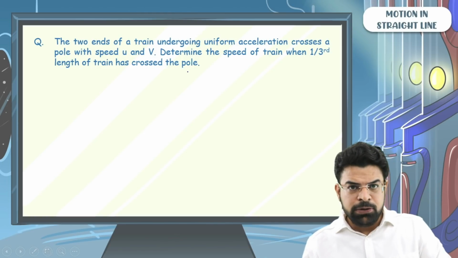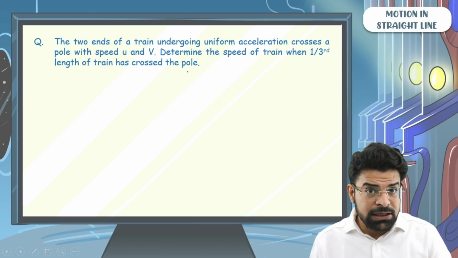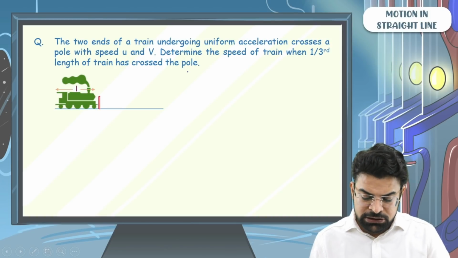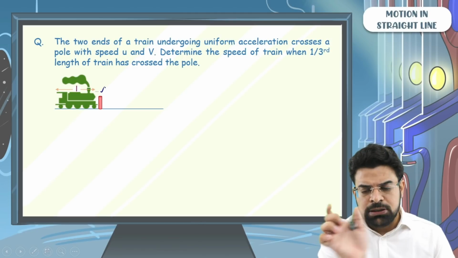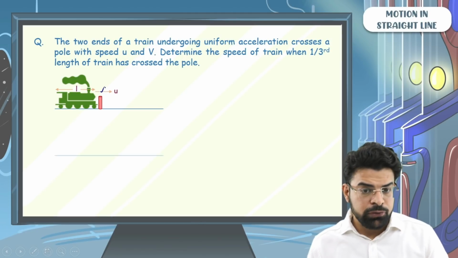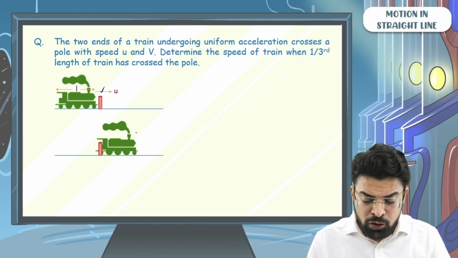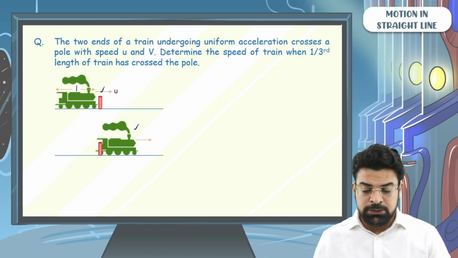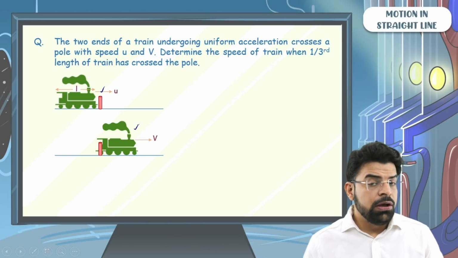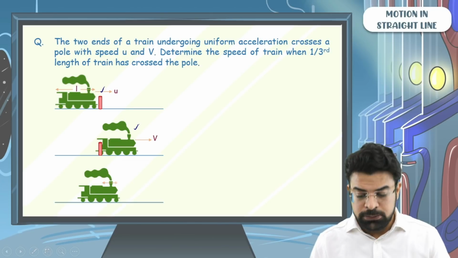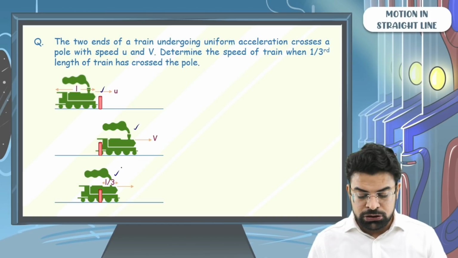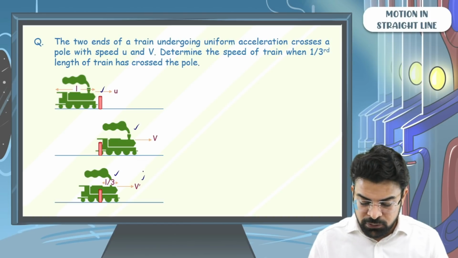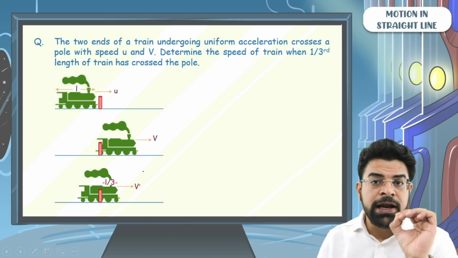So this is a simple question, but before we solve it, let's visualize it. So let's say this is the train and this is the pole. When the front of the train crosses the pole, the speed of the train is u. And when the end of the train crosses the pole, the speed of the train is v. We need to find what is the speed of the train when 1/3 length of the train has crossed the pole. Let's say this speed is v dash. We need to find v dash.